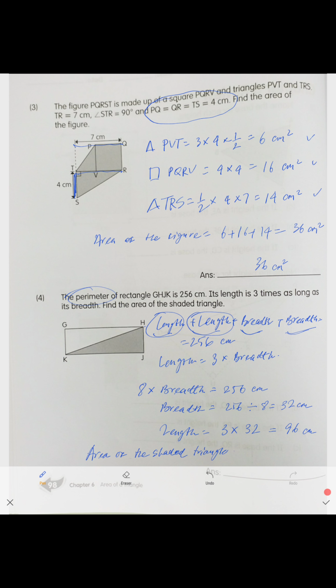Half of the area of the rectangle, or 1/2 times base times height. And the answer is 1536. Well, I cannot see here, but square centimeters. 1536 square centimeters.